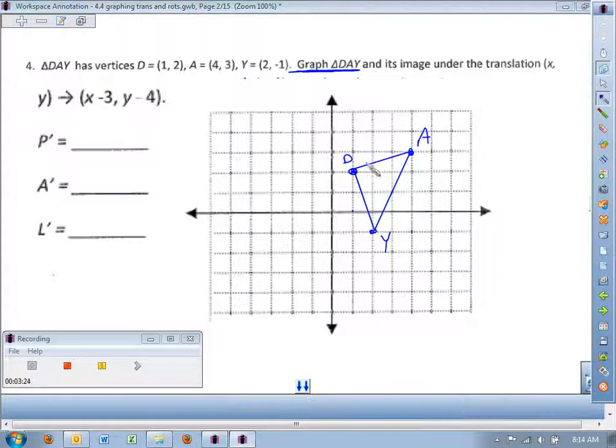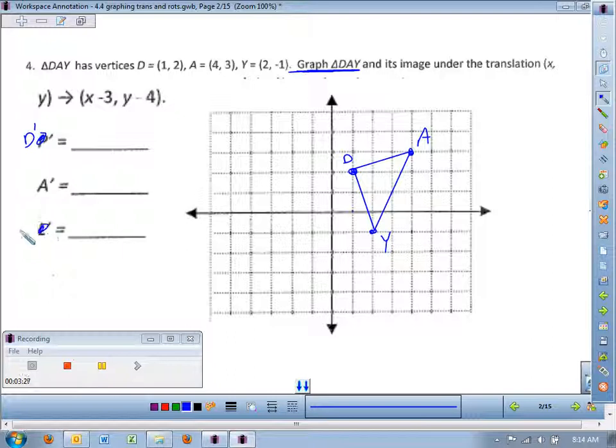I got a typo on this worksheet. This should be D prime, A prime, Y prime. I did some copy and paste things when I made this worksheet and forgot to change the letters, so my bad on that. I'm going to go red for this. Let's follow the rule. I'm going to do all the x's first. The original D had an x value of 1. This says subtract 3 from that, so that would make it at minus 2.